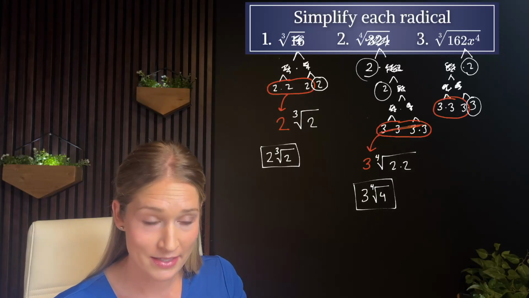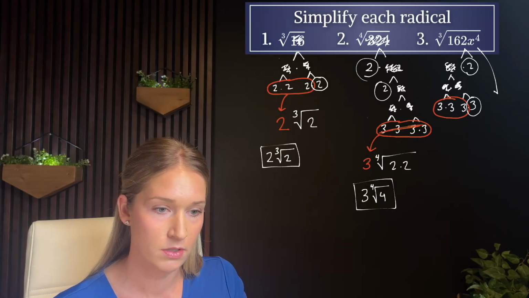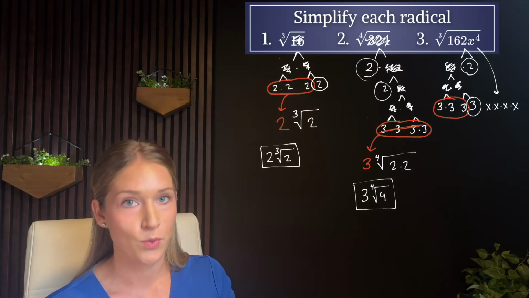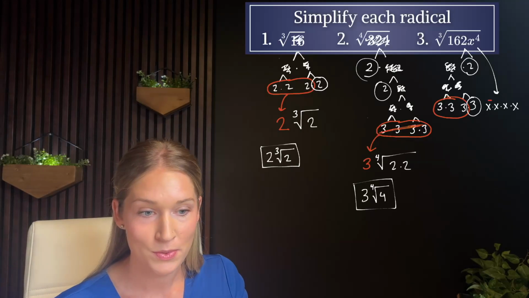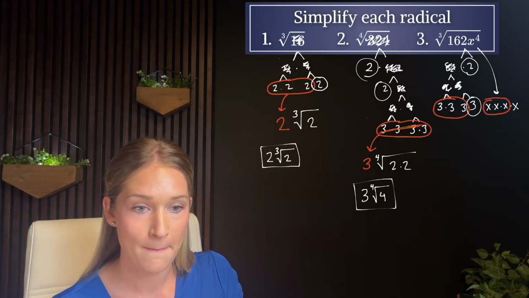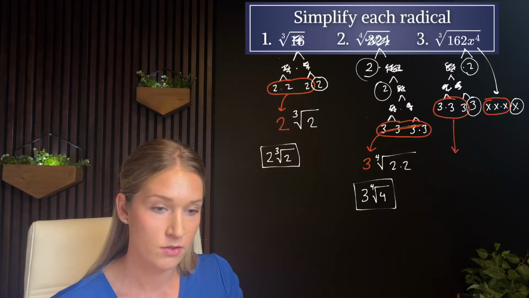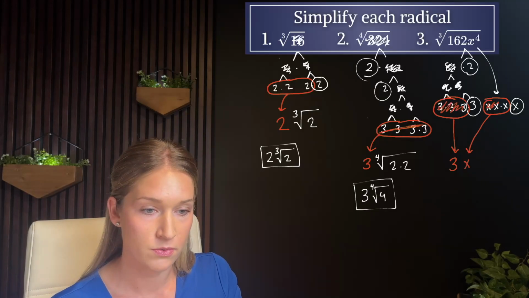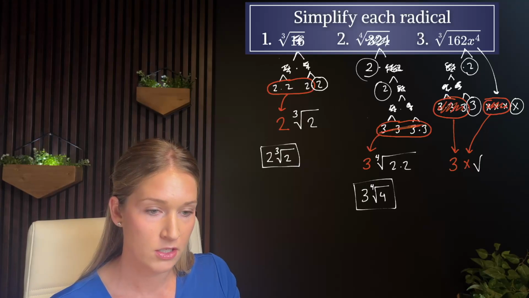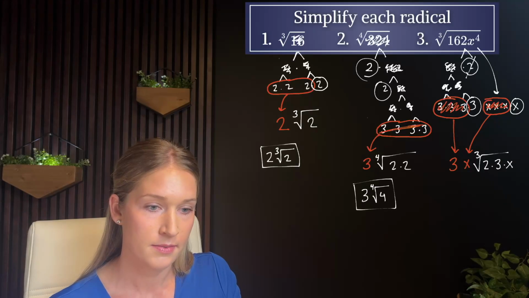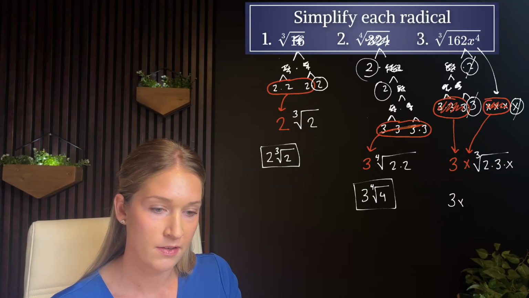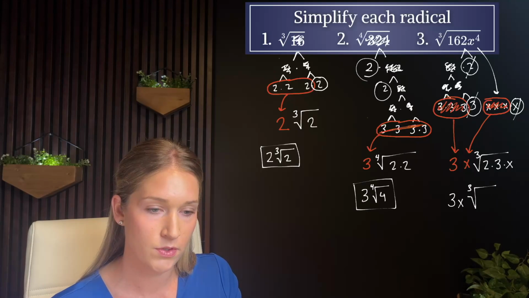Now when we look at our x's, my x's are going to break down into x times x times x times x. There are 4 of them. And in order to come out of the radical, I only need 3. So I can circle a group of 3 of the x's, but one of them is going to stay inside. So on the outside of my radical, I can have a 3 and an x, and then those numbers have all been used. Inside the radical, I keep my cube root. I have a 2, a 3, and an x. So my final simplified form is 3x times the third root of 6x.